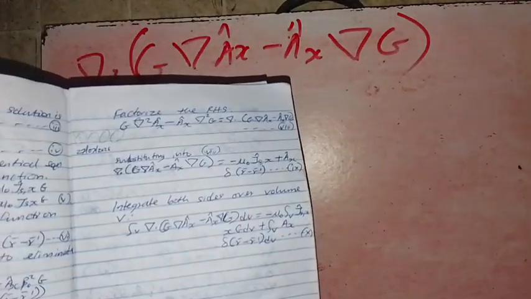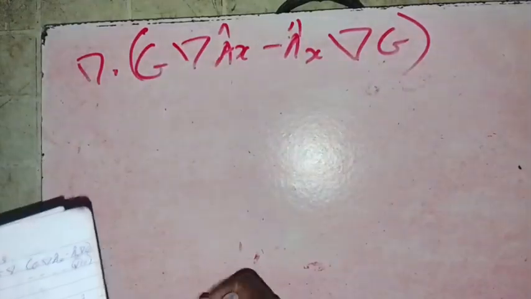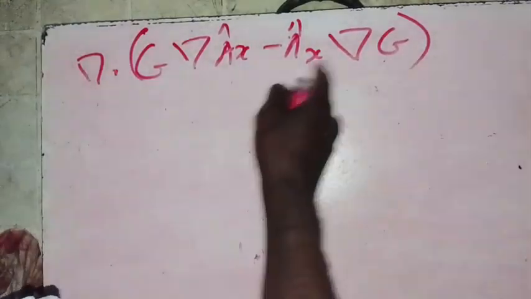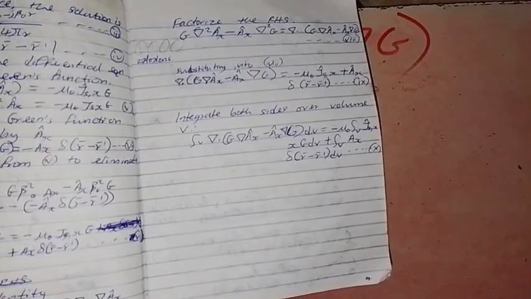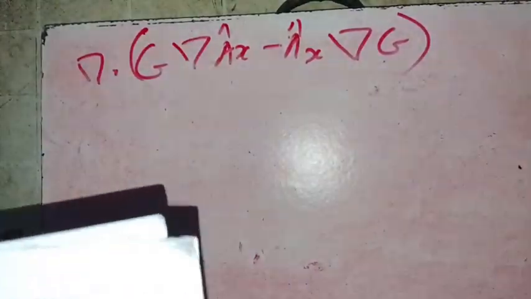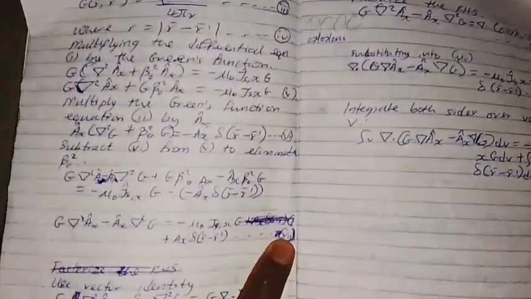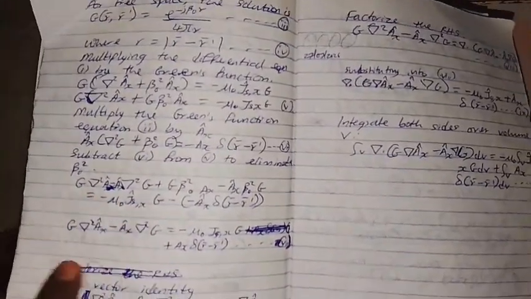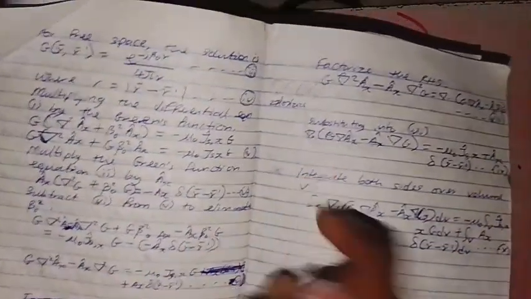You have G, nabla, then A. Of course, this is nabla dot, nabla. So with nabla dot out, you have A and nabla G. So that's what you have. So in this expression, bring it back to equation 6. All this place, you replace it with this one. So that's what you have.